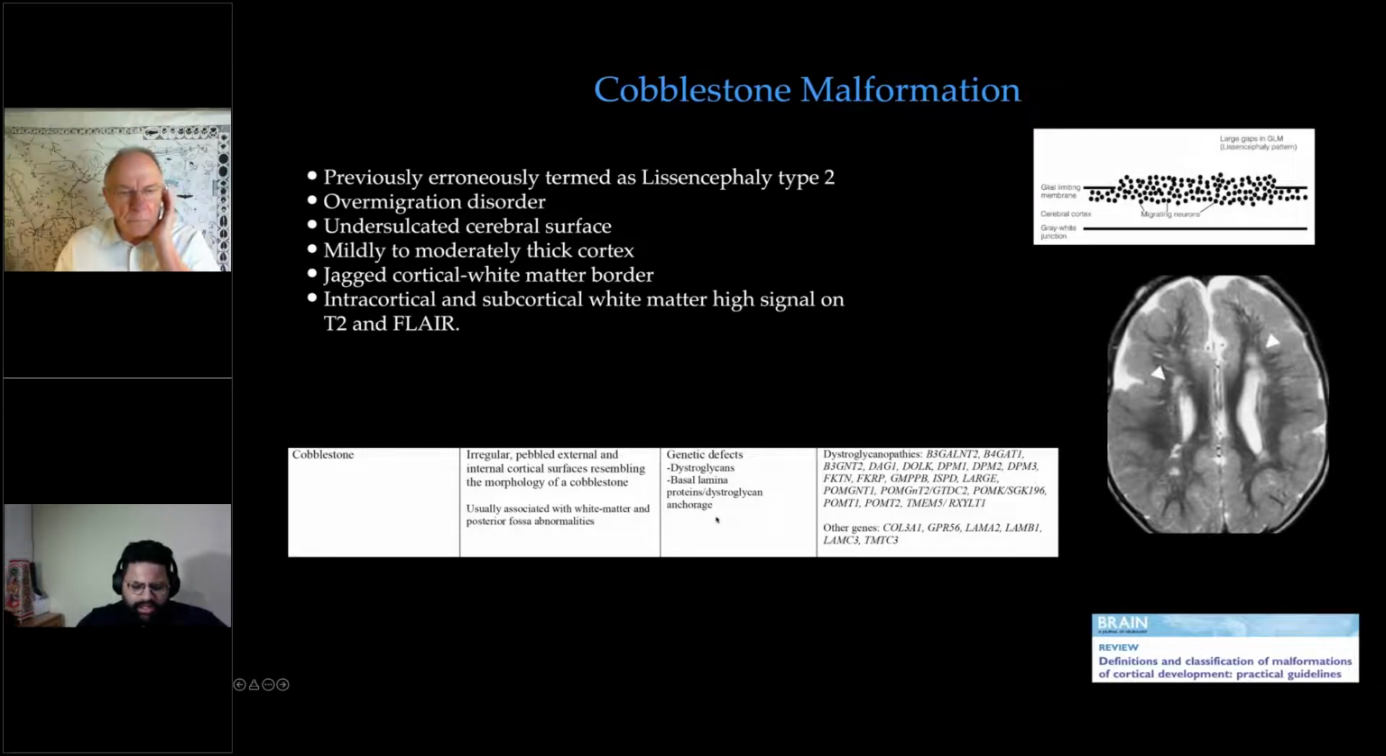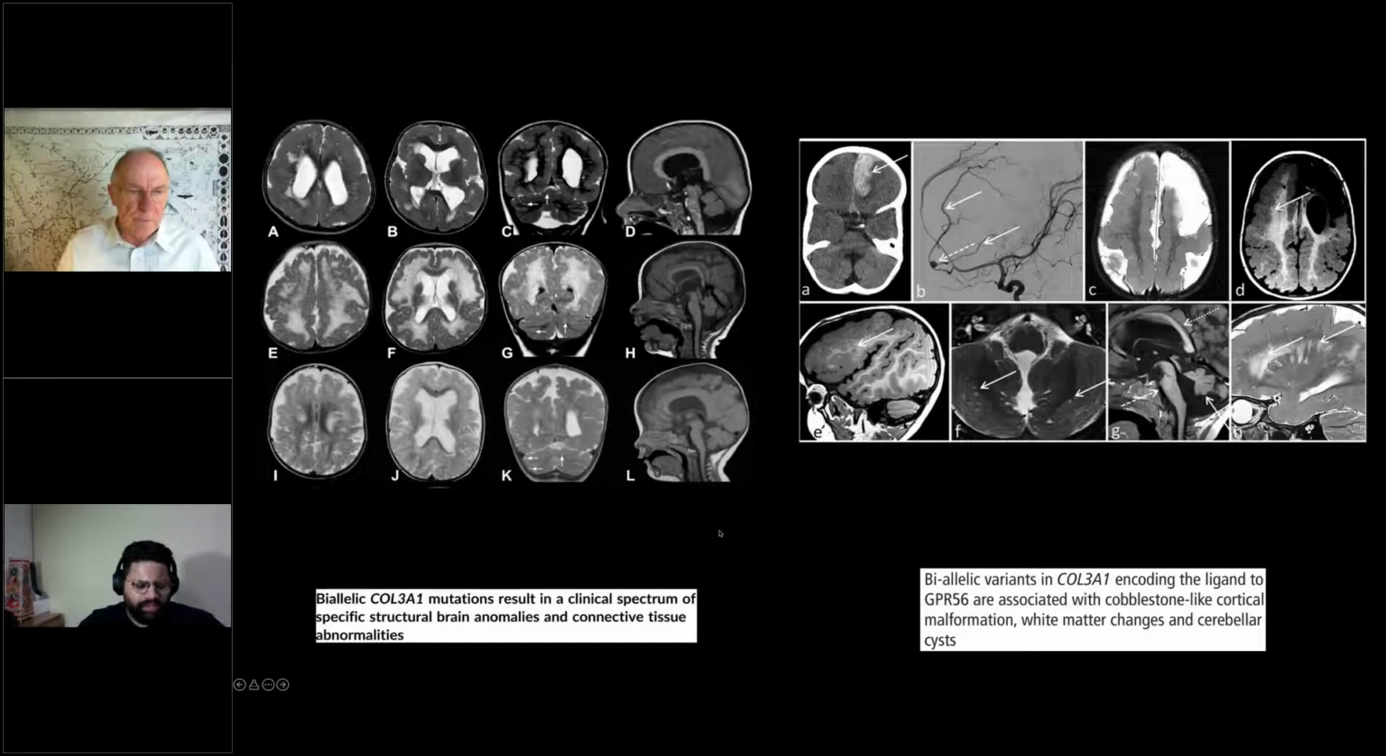These are the genetic abnormalities associated with this disorder. And the primary differential, as Dasharat has said, is the congenital muscular dystrophies, but other genes to consider are the collagen-related disorders, LAMA2 mutations, GPR56 or the ADGRG1 mutations. LAMB1, LAMC3, and TMTC3 are also differentials for this presentation. These are just cases from literature of collagen-related disorders and the GPR56-related disorders.